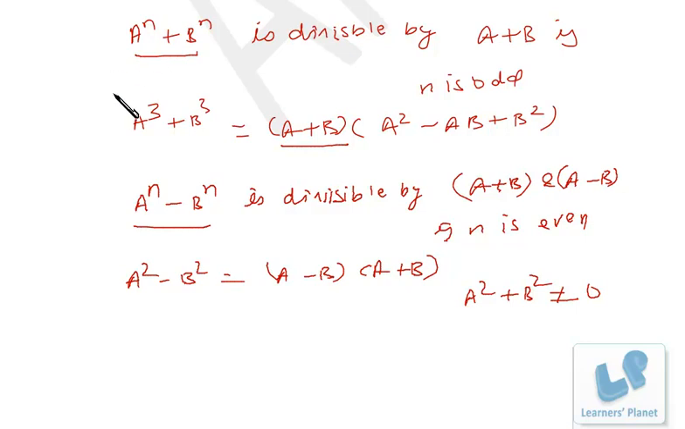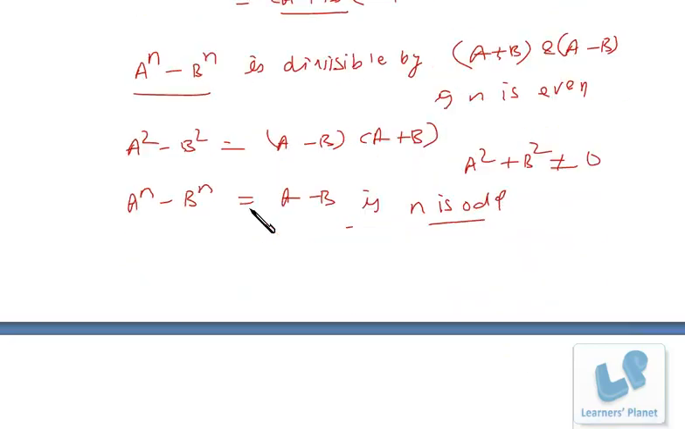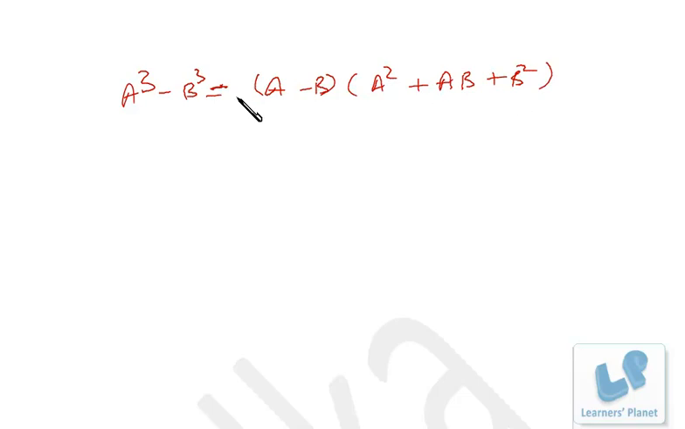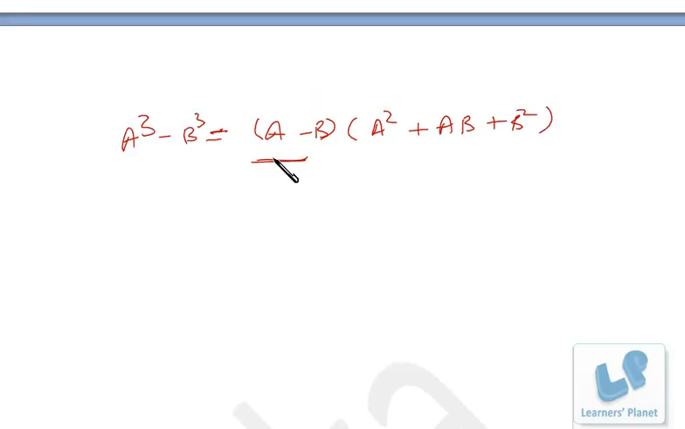So a raised to n plus b raised to n is divisible by a plus b only if n is odd. a raised to n minus b raised to n is divisible by a plus b and a minus b both if n is even. Similarly, a raised to n minus b raised to n is divisible by a minus b if n is odd. I can take the example of a cube minus b cube. That's a minus b, a square plus ab plus b square. So a cube minus b cube is divisible by a minus b.